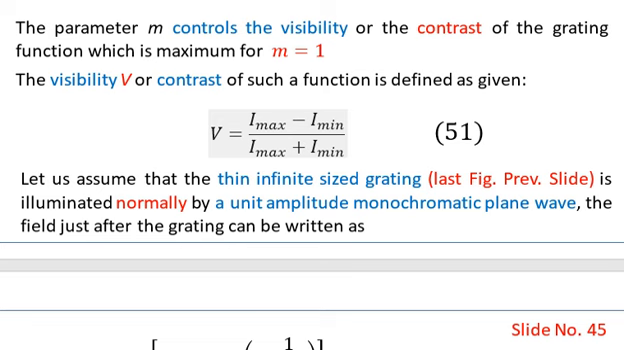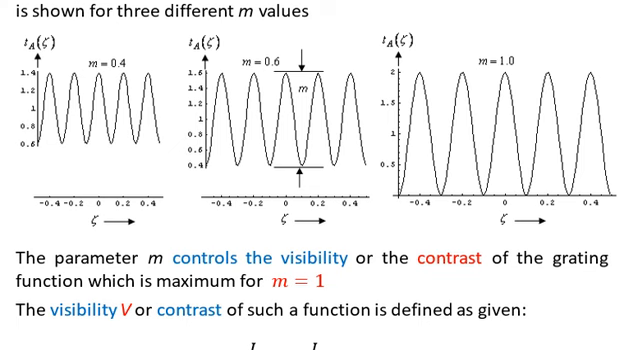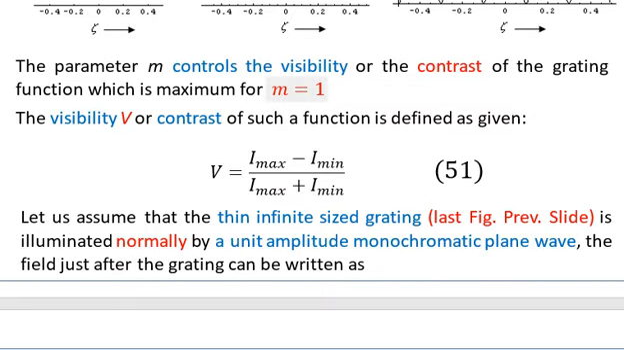So (2 minus 0) over (2 plus 0) equals 2 over 2, which is equal to 1. So you see that the visibility is equal to 1. Similarly, for other values of m, you can determine the visibility from the numbers that you have. For example, for the middle one, the lower value is 0.4 and the maximum value is 1.6. If you put these values, minimum equal to 0.4 and maximum equal to 1.6 for the middle figure, you will get m equal to 0.6 from the visibility formula given in equation number 51.